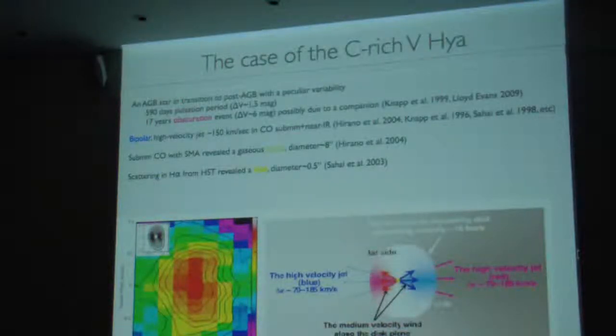It also has a bipolar outflow. This is a paper by Hirano et al., so this is just an image, not actual data, of course. You see it has a torus about 8 arcseconds in diameter, and a bipolar jet. Ravindra also found a couple of years ago that there is a smaller disk inside, of about 0.5 arcseconds, due to scattering in its alpha.